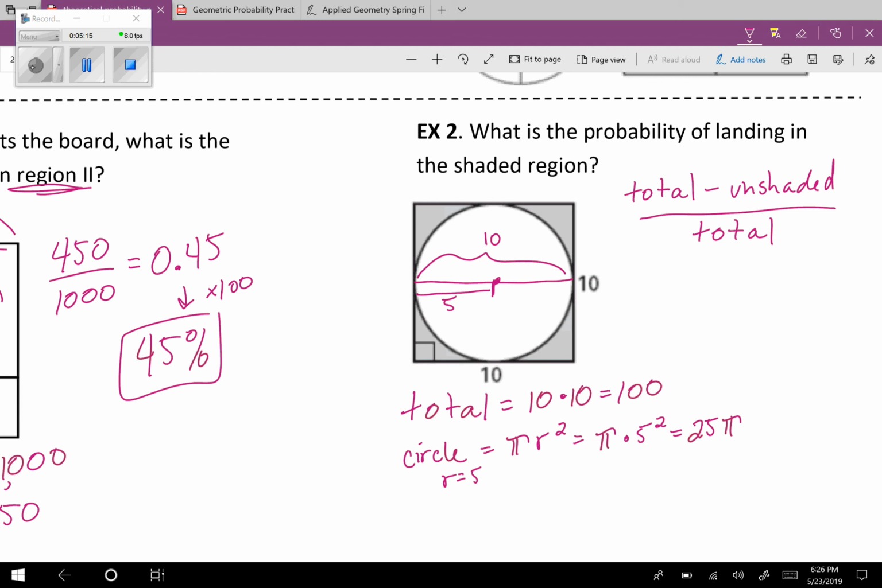Okay, so now we have the total, and then we have our unshaded, the circle. Remember, that's our unshaded. So now what we're going to do, because to get the shaded part, you have the total, and you take out the unshaded part, and that leaves you with just the shaded part. So that's what we're doing on the top. So we have total, which is 100, minus our unshaded part, which is our 25 pi, out of our total, which is 100. Now what I want you to do is type this into the calculator exactly like this. So type that in your calculator exactly like that.